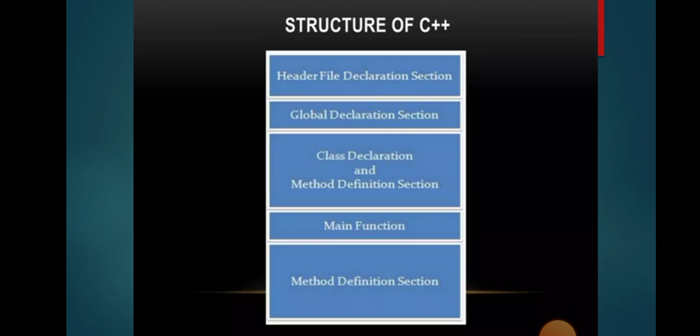The structure of C++: the first one is the header file declaration section. The second one is the global declaration. The third one is the class declaration and method definition section. The fourth one is the main function, and the last one is the method definition section.